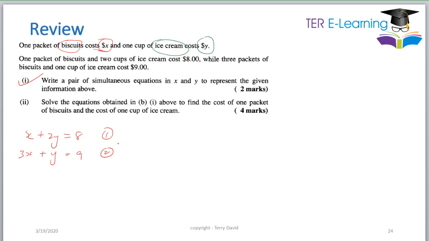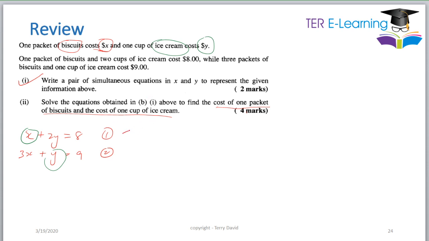Alright, solve the equations obtained in B1 above to find the cost of 1 packet of biscuit. So be careful there, 1 packet of biscuit. Basically all they're asking us to do is solve for x and y, right? And they give us plenty marks for this, 4. Because I have just x in the first equation and just y here, I would use substitution, right?